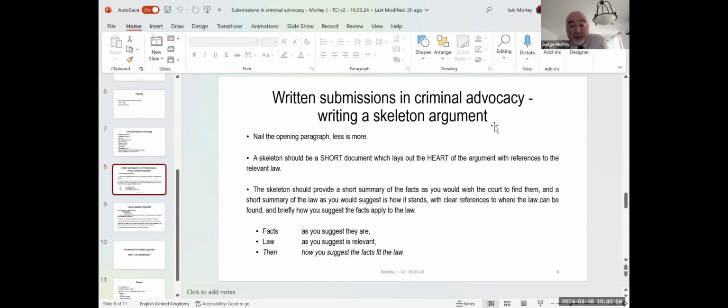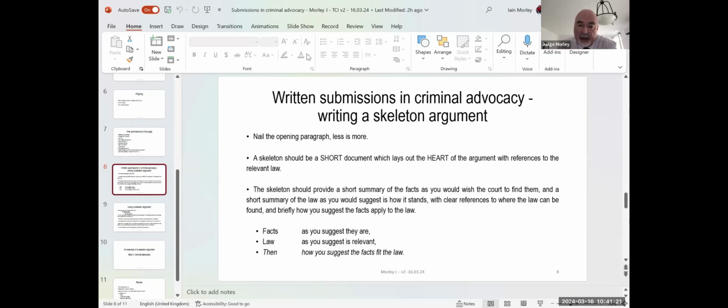You want the skeleton argument to be effective, and in order to be effective, it has to be consumable. The judge has to be able to consume it and understand it and absorb it. And it's difficult to absorb and understand long documents. So you want to try and keep it short and to the point.